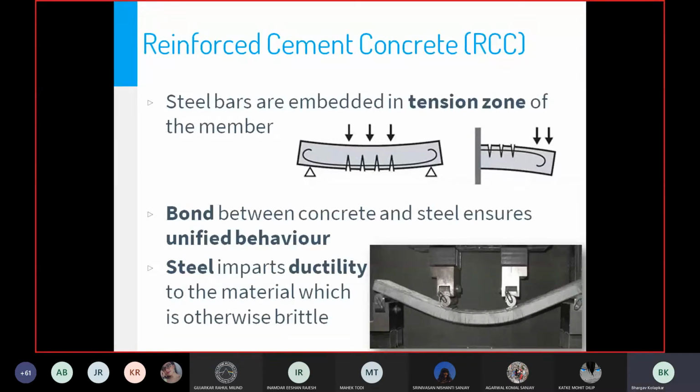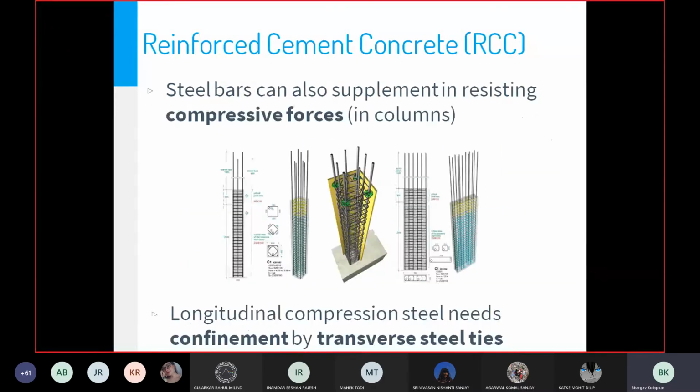So, this implies that if a properly reinforced beam were to fail, then such a failure will be preceded by large deflections caused by the yielding of steel, thereby giving ample warning before the actual collapse. Okay, so this is how steel enhances the engineering properties of concrete.